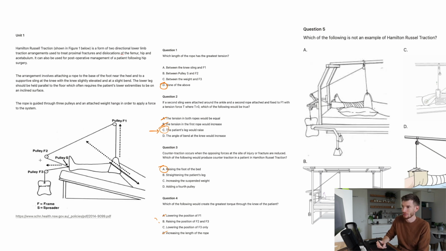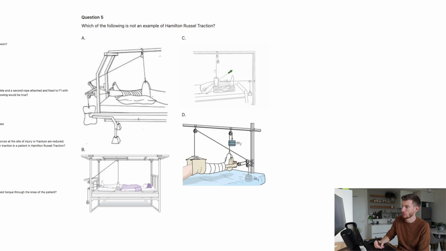The most important thing here is just going to be the actual position of the pulleys, the position of the leg and the weights. If we look at the first one, it's more of a 3-dimensional diagram rather than a force diagram. We can still see the sling, F1, F2, F3, and S on the base of the foot, which is attached by more ropes this way, and there's the weight. Overall, it is doing the exact same thing. We've also got the slight bend in the knee as well. So that one is Hamilton-Russell, so that one's out.